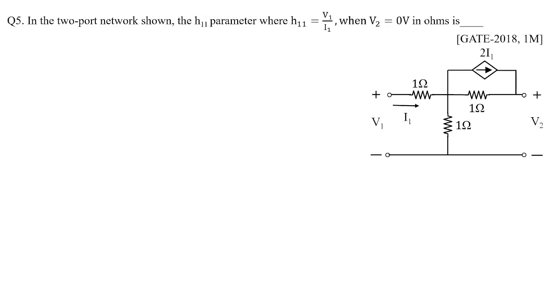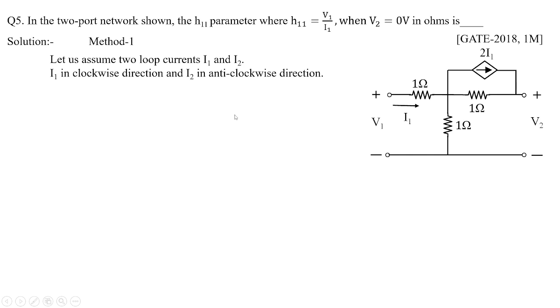Then in the next problem, you can see it was asked in the GATE 2018. As a two-port network, we need to calculate the parameter H11, and the value of H11 is already given as V1 by I1, and it is kept at V2 equal to 0 ohms. Remember friends, already H parameters, we are going to obtain H11 as V1 by I1 by keeping V2 equal to 0 only. So there is no new information given in the problem. That everyone should know how to calculate the H parameters. So we'll approach with the first method.